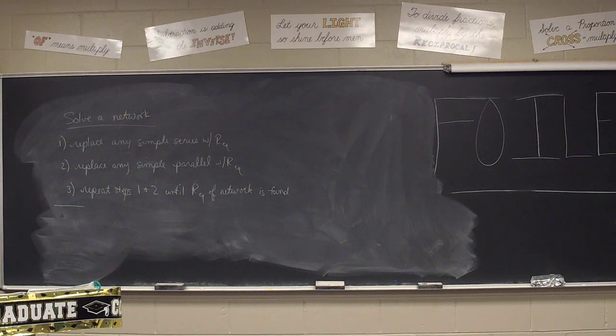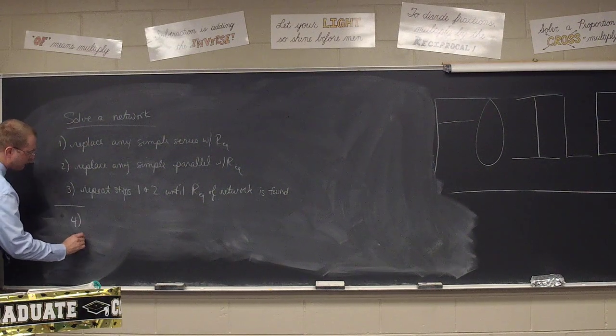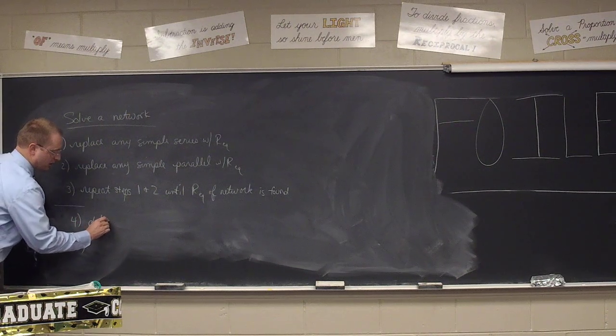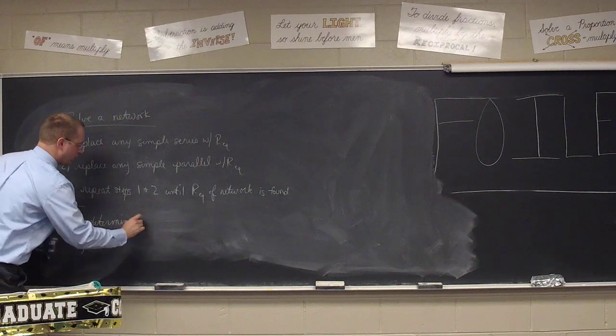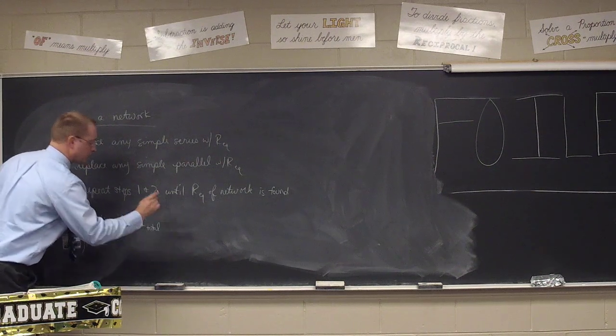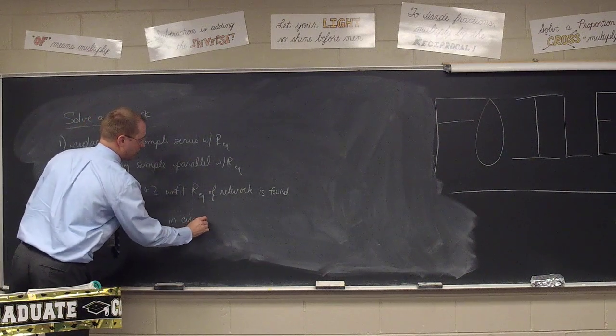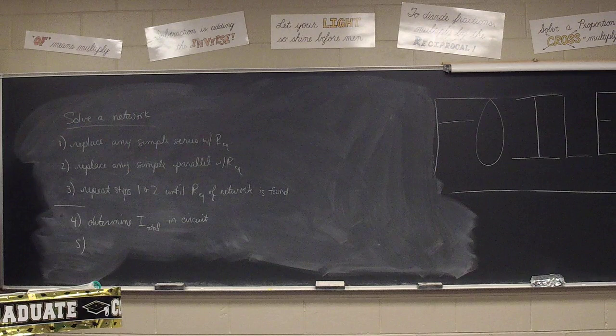Tomorrow, once we've mastered this process of figuring equivalent resistance, then we're going to spend the next couple of days working on steps 4 and 5. Step 4 really isn't hard. It's step 5 that's the kicker. Step 4, determine the total current in the circuit. Again, that's easy. Once you know the equivalent resistance, voltage divided by equivalent resistance is total current. We've already been doing that. So that's really not a hard step.